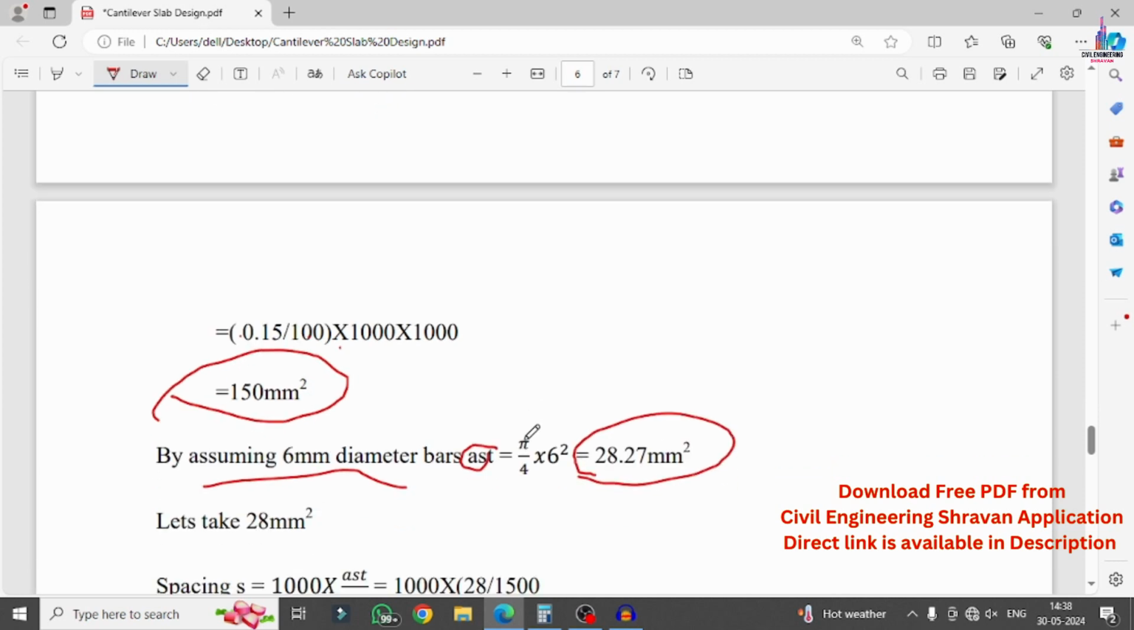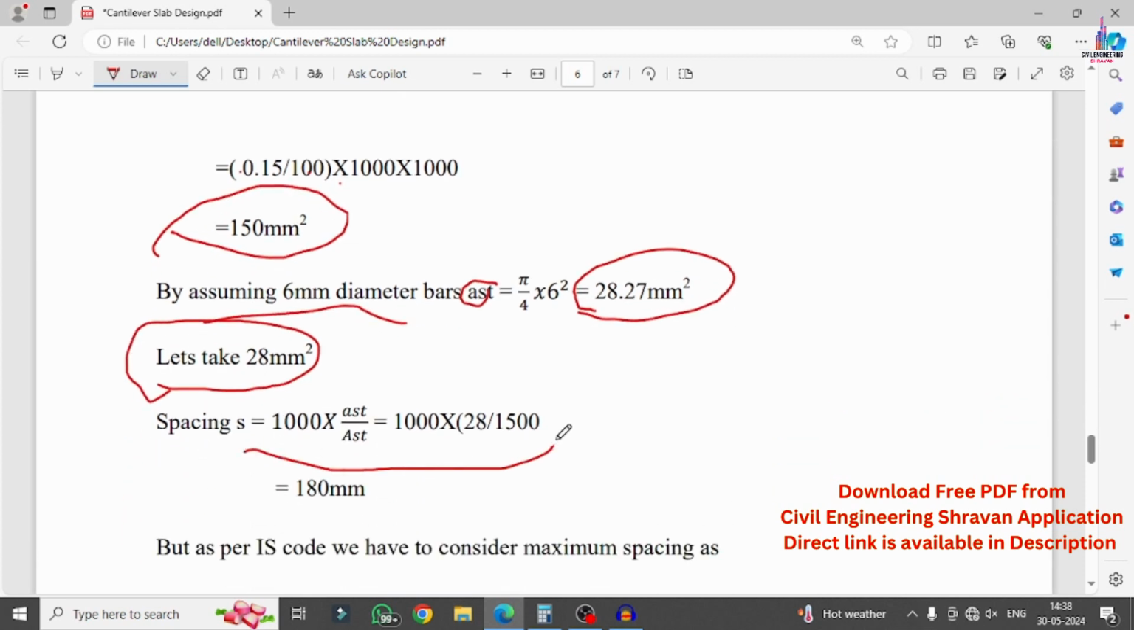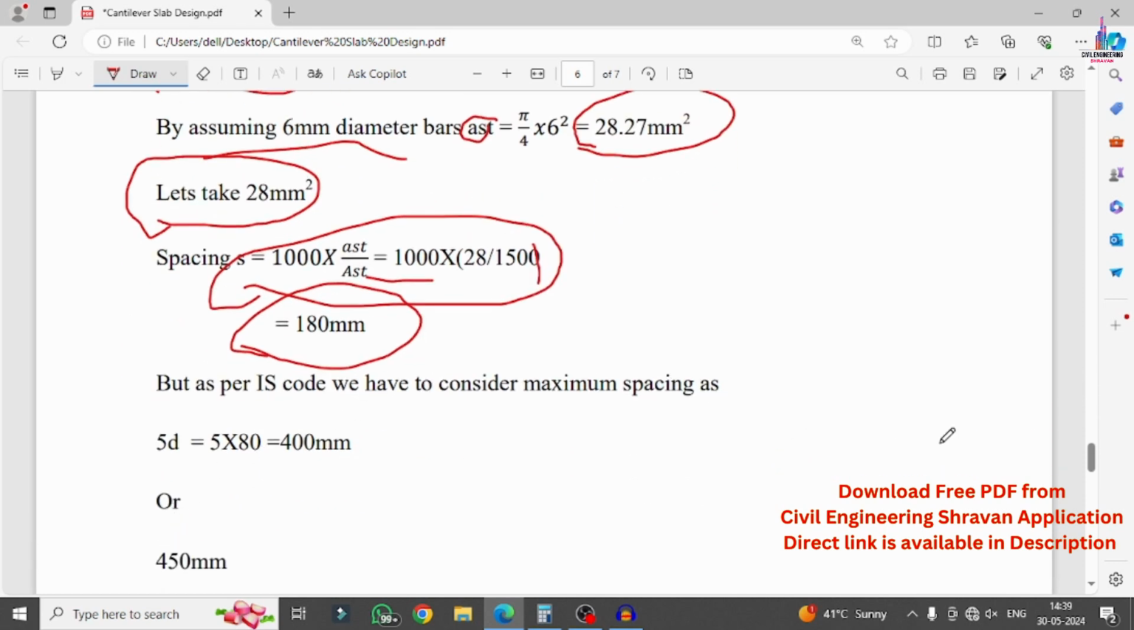Now we will calculate the spacing. So 1000 into small Ast divided by capital Ast: 1000 into 28 divided by 150, which is approximately equal to 180 mm. But as per the IS code, there is also a maximum spacing consideration for the distribution steel, which is 5d or 450 mm. 5 into 80 is approximately equal to 400 mm, or 450.